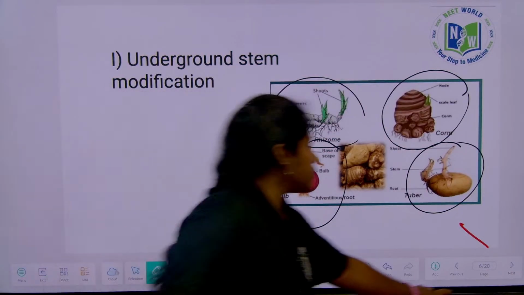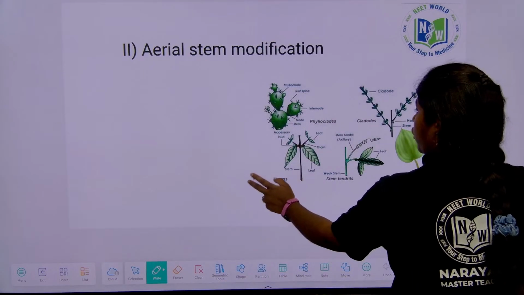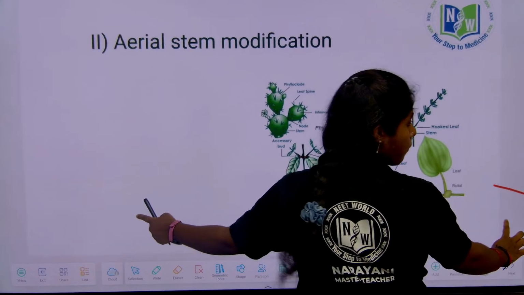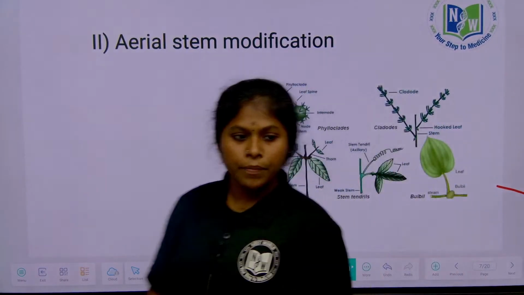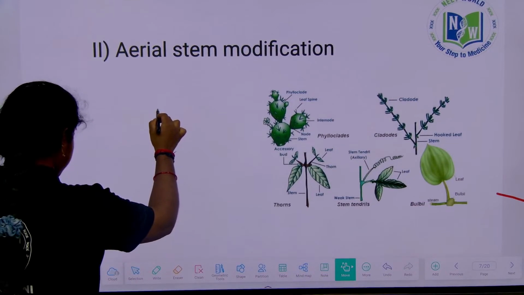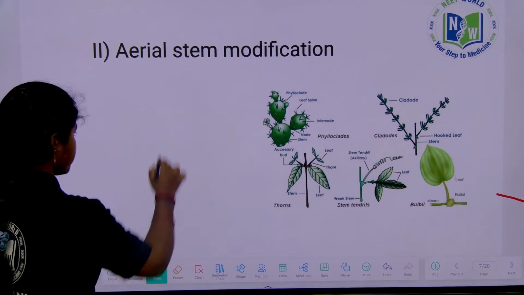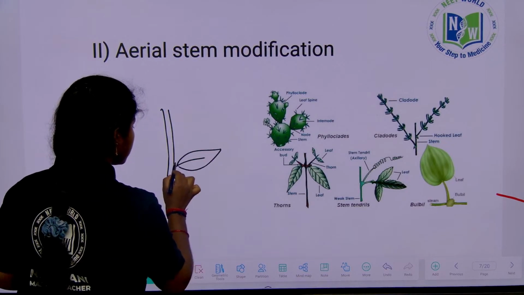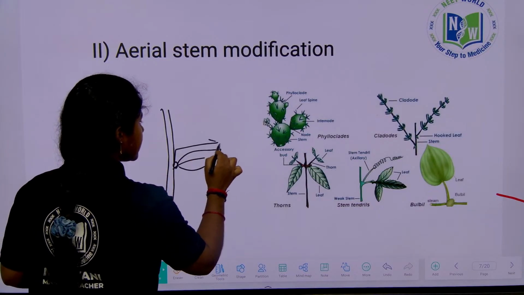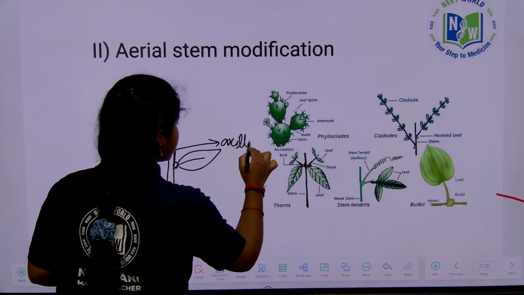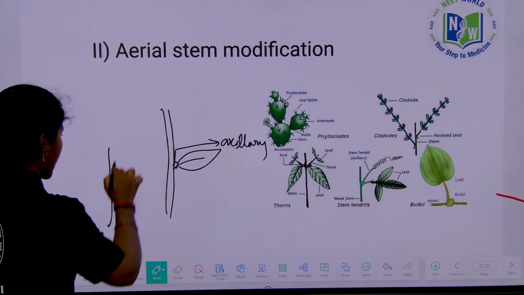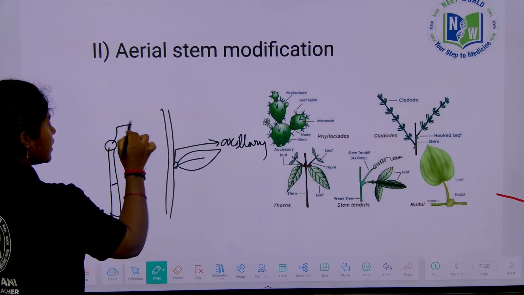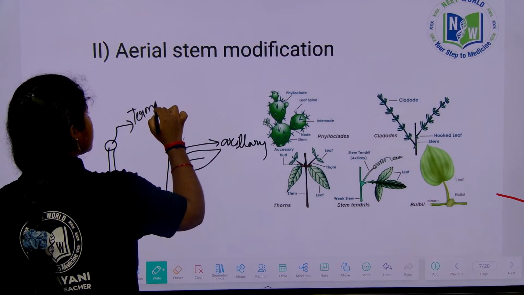Come to the next, aerial stem modification. See, this bud is an axillary bud. And if the buds are at the terminal part, what do we call it? It's a terminal bud.